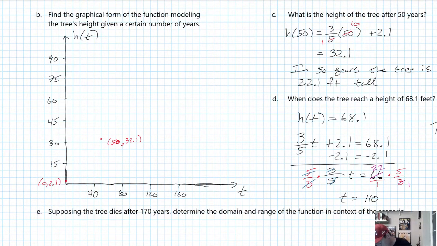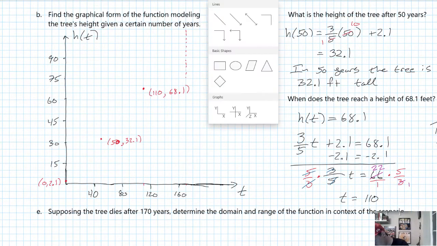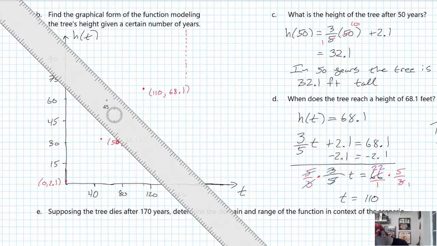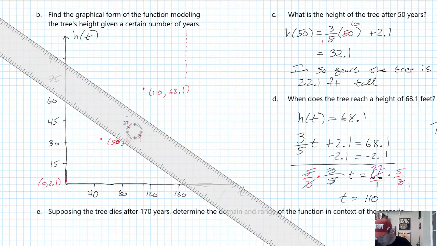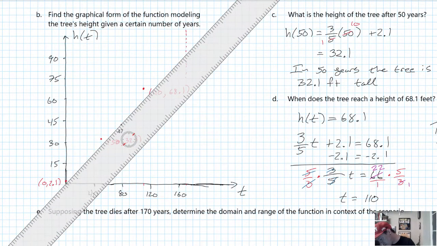We also know that at 110 years, it's going to be 68.1 feet tall. Let's go ahead and get that in there. So here's 65, 67, 68.1 is about in here. And then 170 is when we want to stop this. This is going to put a little vertical line here where the 170 is, so I know when to stop drawing my line. I'm going to go ahead and get a ruler out for this, because it's going to be a tough one to keep straight.